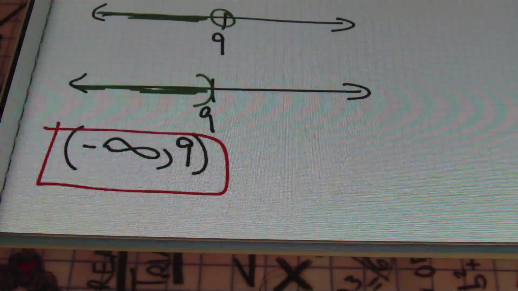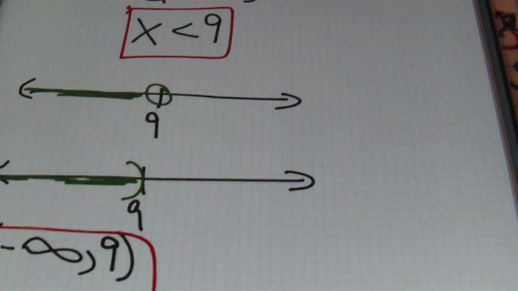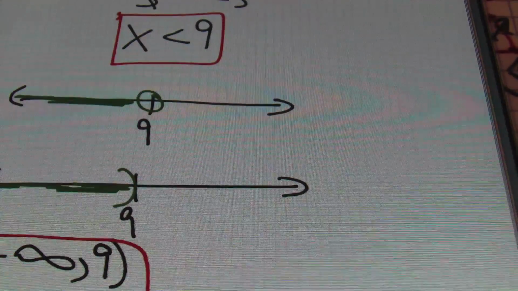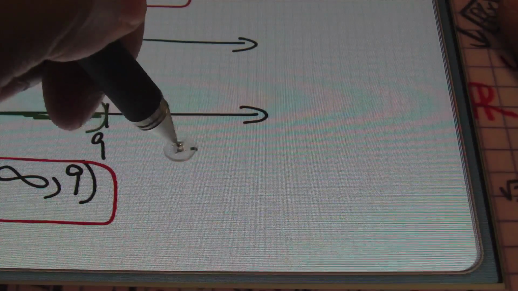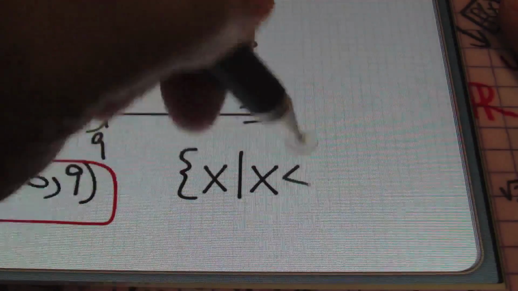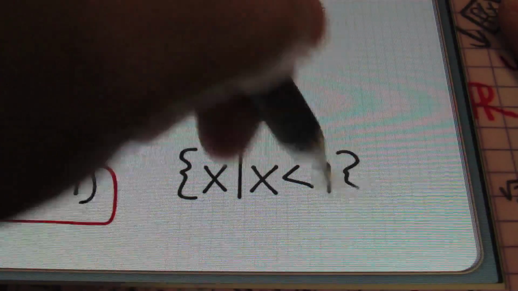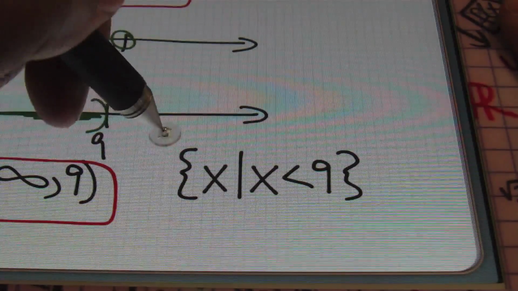All right, one last notation to share with you, and that is set builder notation. Remember, my solution is x is less than 9. So here's the set builder notation representation of that. I'm going to start off with a brace. It's going to be x is such that x is less than 9. And then I'll close that brace there. And that's it. That's my set builder notation.